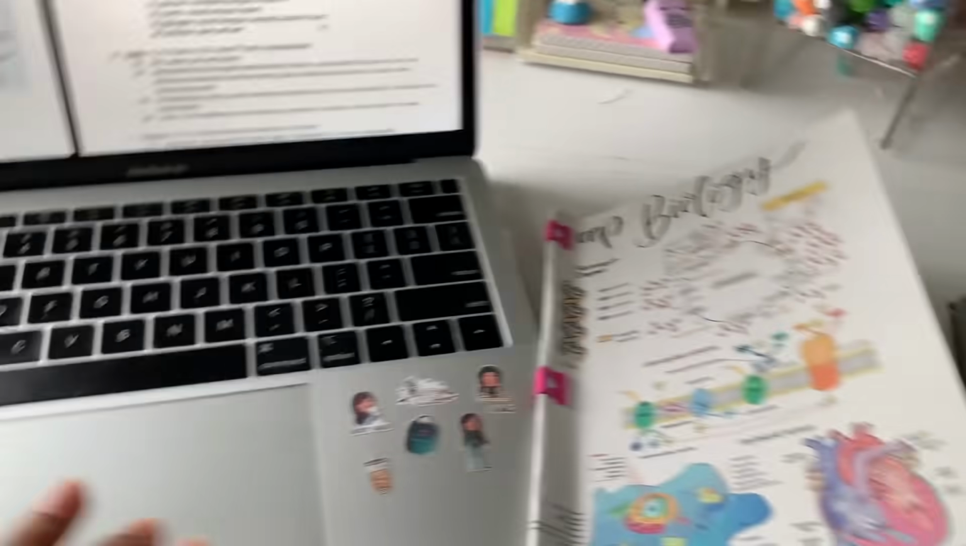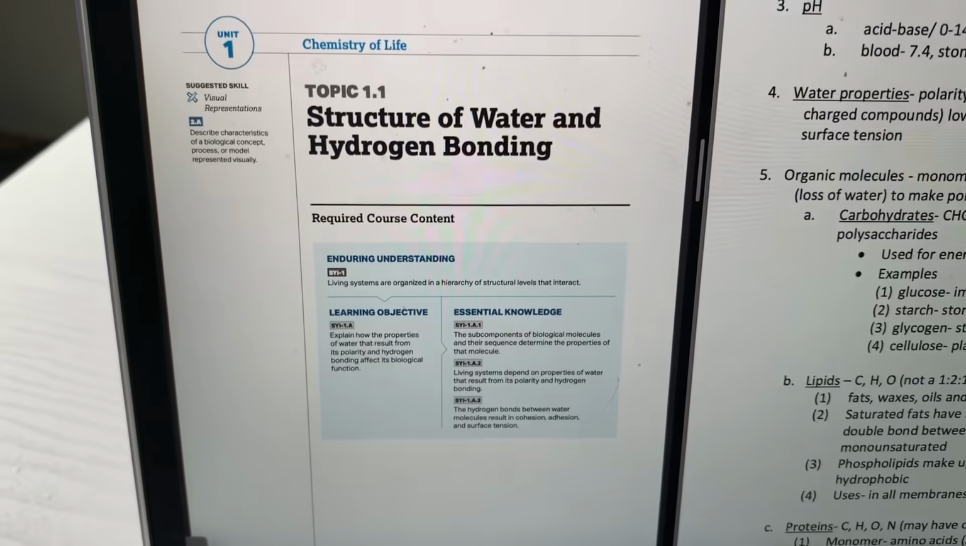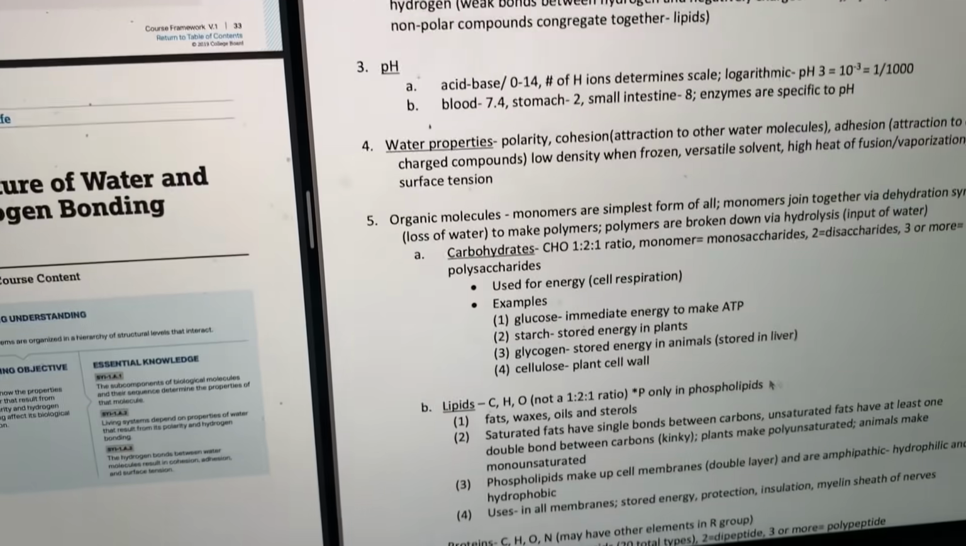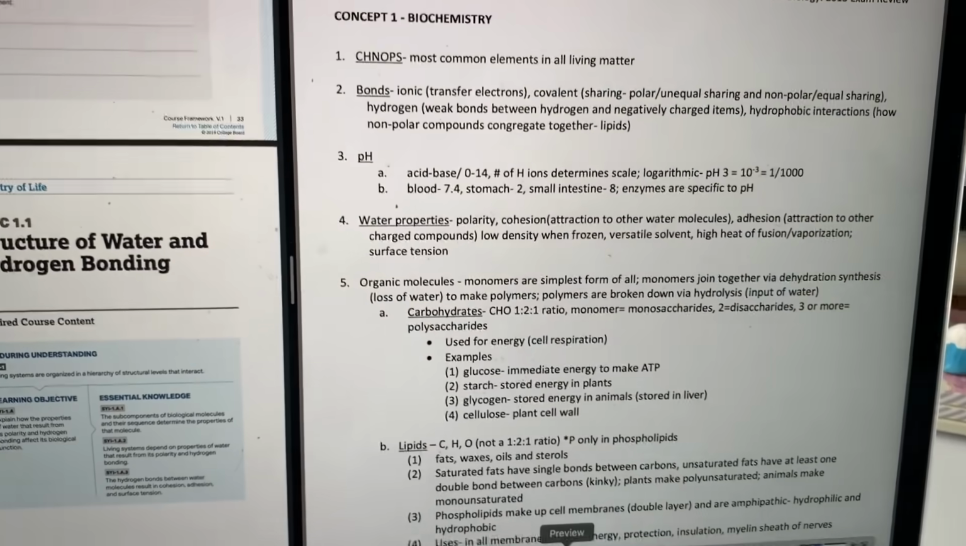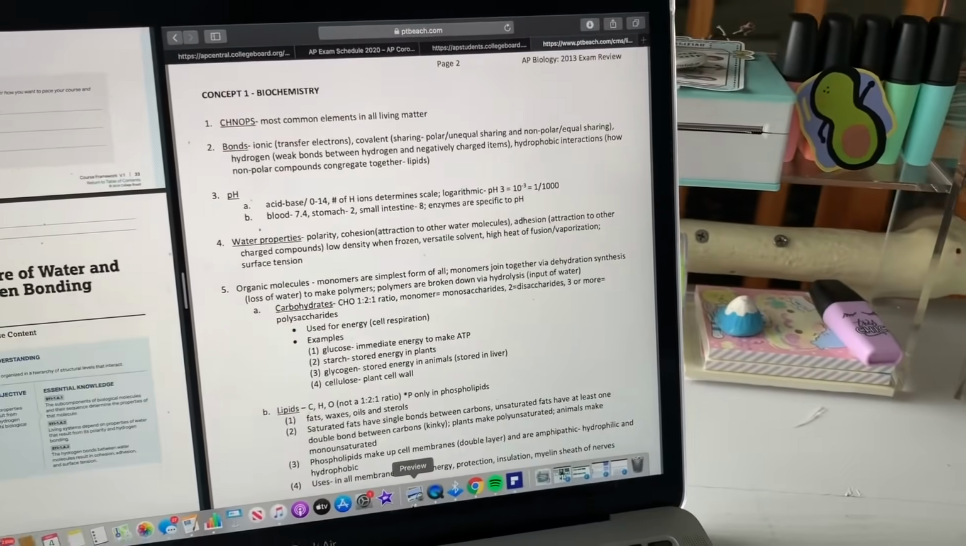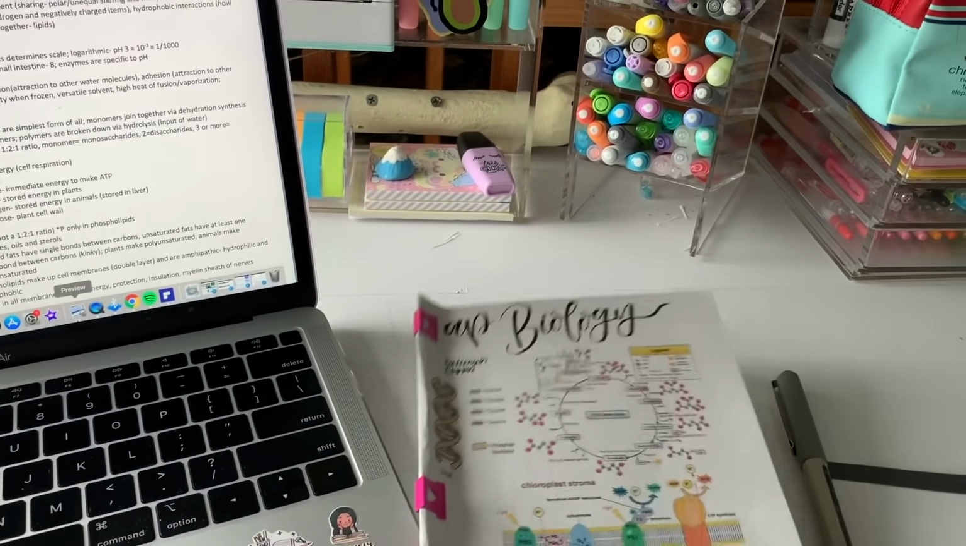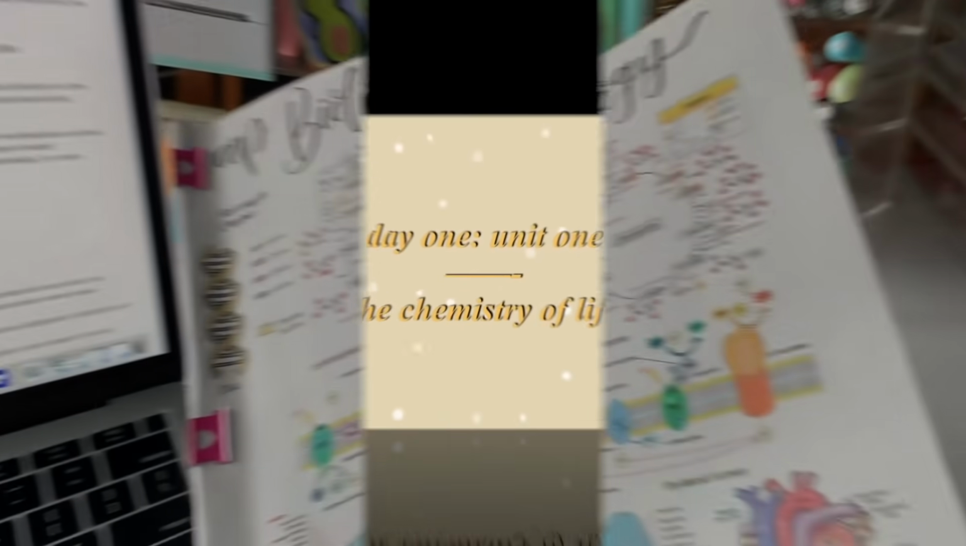Today, I'm going to start off with the water and hydrogen bonding topic. I have my resource right over here, and I might take out a couple of my notes to make sure that everything I'm writing down is correct. But yeah, I'm really excited to start out writing my book.